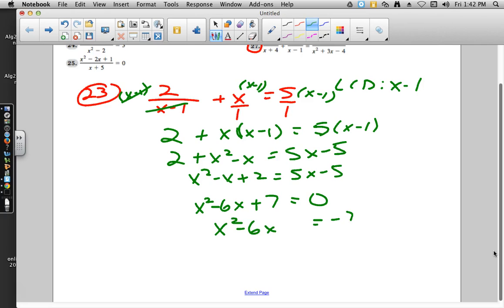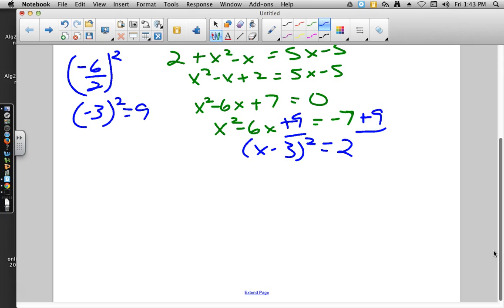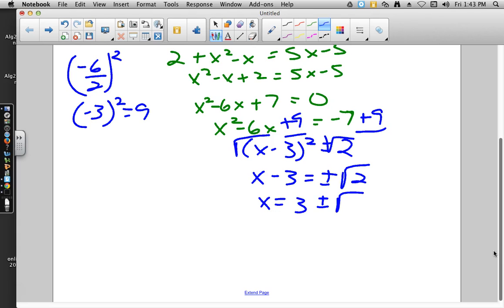So move that 7 back over, making it negative, and then use our little b over 2 squared formula. So negative 6 over 2 squared is negative 3 squared, which is 9. So we're going to go ahead and add 9 to both sides. That will give us x minus 3 squared equals 2. And then we would take the square root of both sides. So x minus 3 equals plus or minus the square root of 2. And then we would add 3. So 3 plus or minus the square root of 2, and those would be our exact answers for number 23.